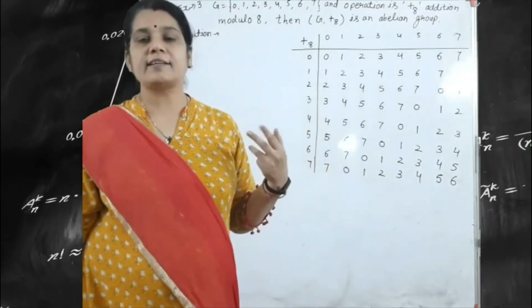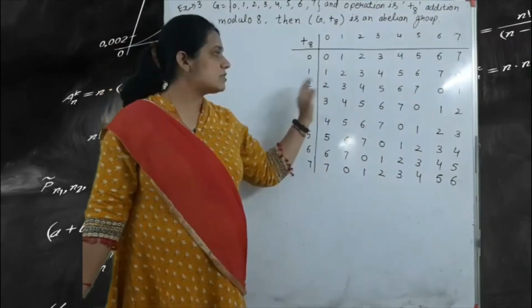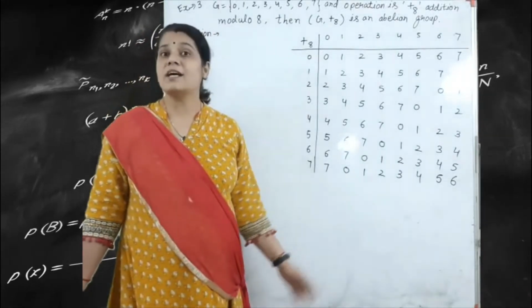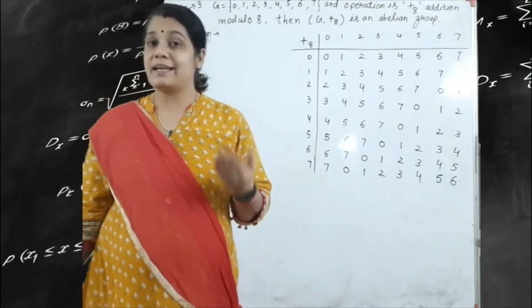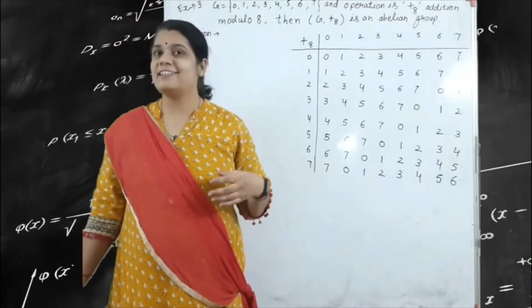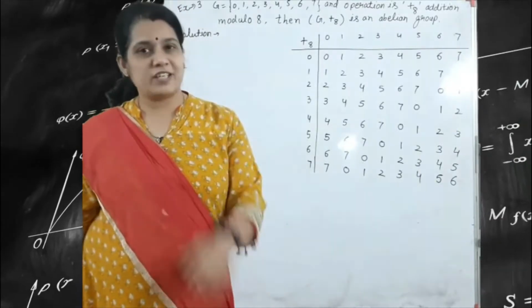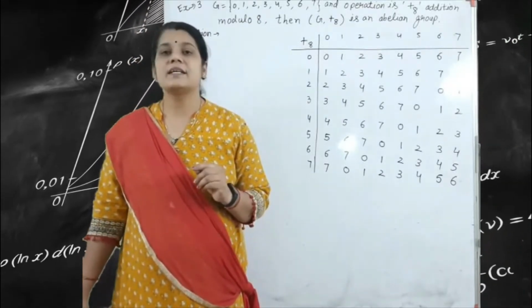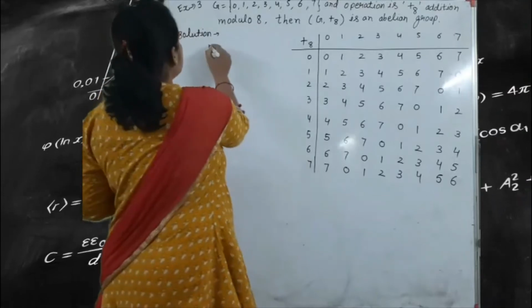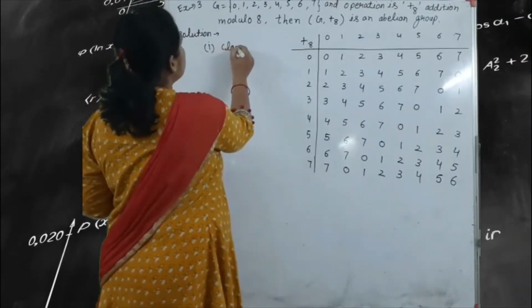addition modulo or multiplication modulo, first you make the table, because with the help of the table, you can find out very easily the closure property, the associativity, the identity, the inverse and the commutative property. Okay, so let's start. Our first property is the closure property.